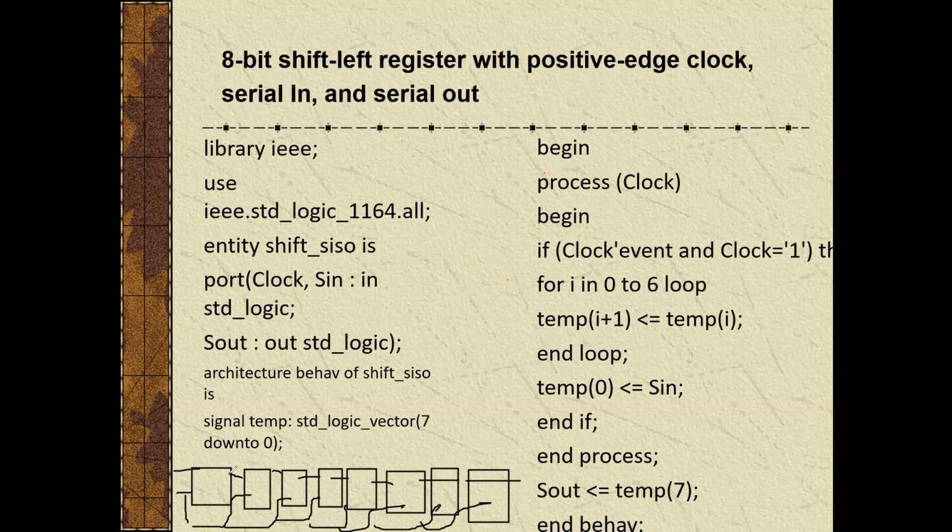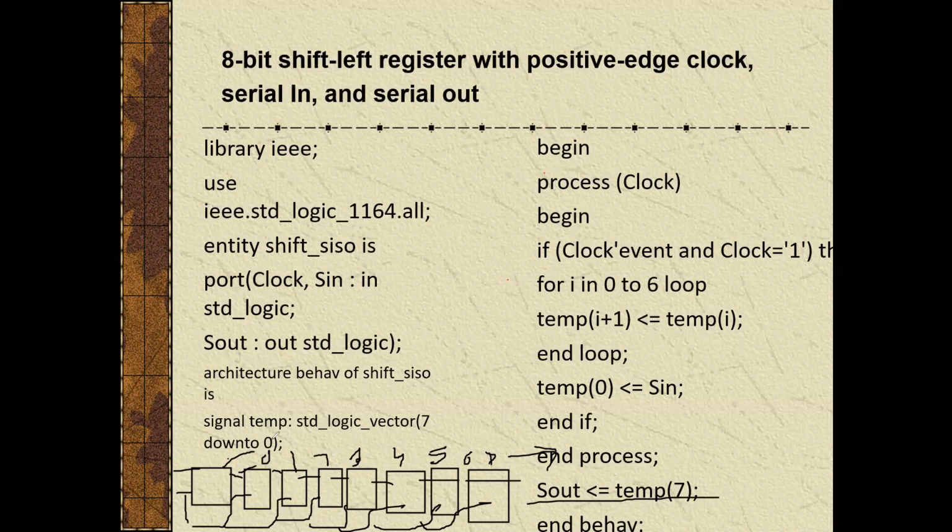So these are the signals from 0 to 7: 0, 1, 2, 3, 4, 5, 6. This one is 0, sorry. So this one is 7. From here it is 0, and this one is 7. So the seventh bit is the S out. Serial out is the temp.